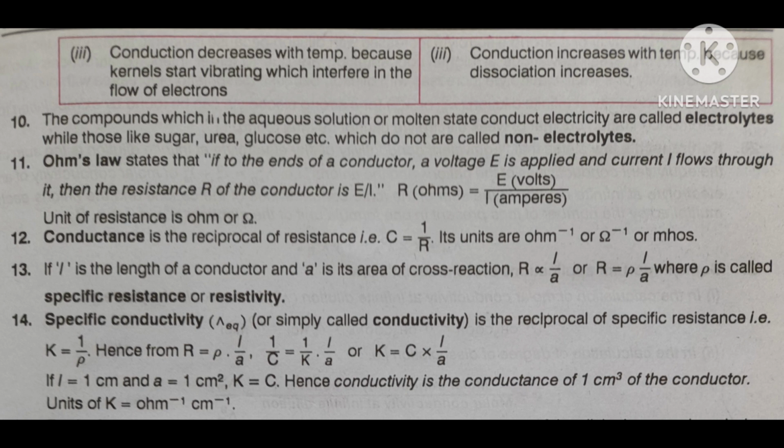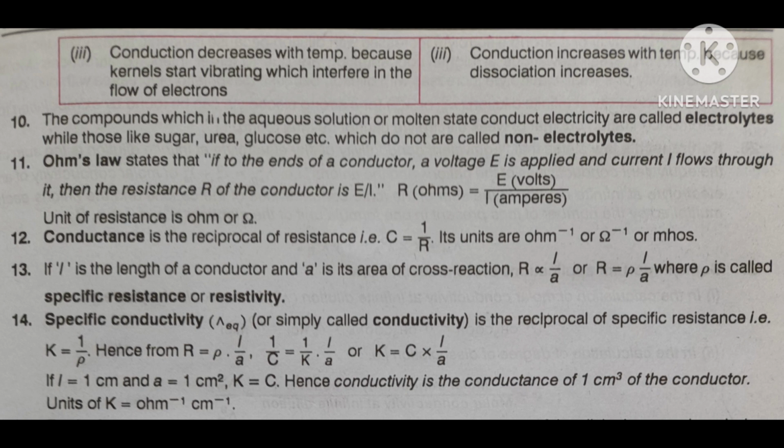Then what you will get? K is equal to C into L upon A. Correct? C is conductivity. C, I told you, is conductance. Conductance is denoted by C. Conductance is the reciprocal of resistance, meaning 1 upon R.